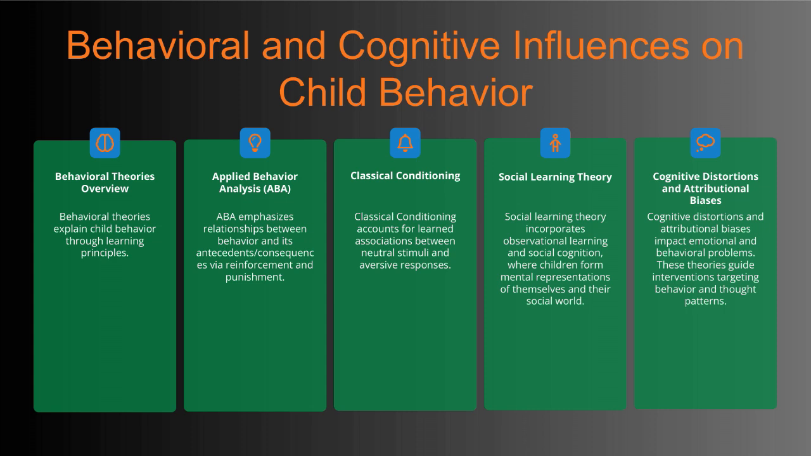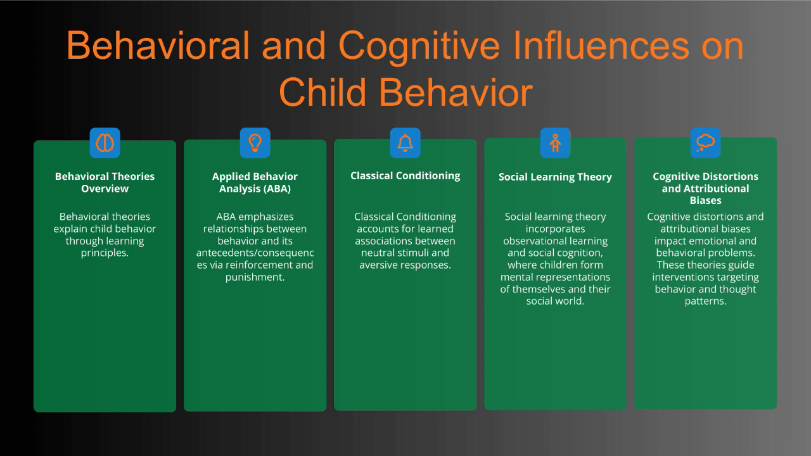Then we have classical conditioning, which explains how children can develop learned associations, such as linking a neutral stimulus to an unpleasant experience. Social learning theory goes a step further by emphasizing that children learn not only through direct experience, but also by observing others. It highlights how they develop mental images of themselves and the social environment around them.